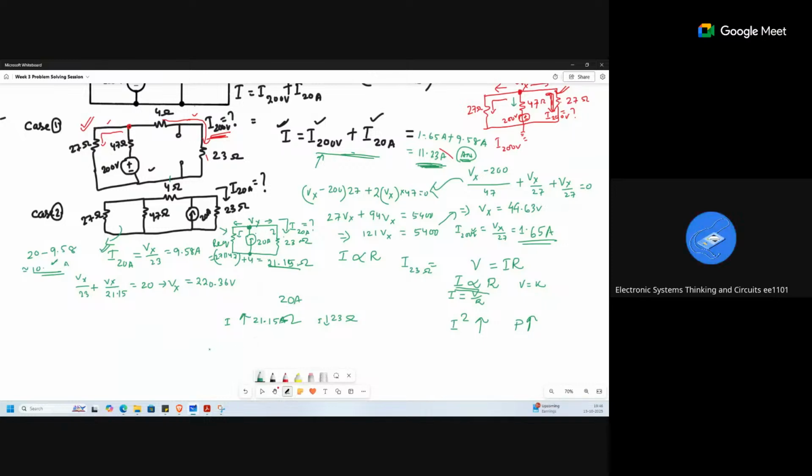See, the current travels through the shortest path. If I have a current source and multiple resistances, then definitely the current gets divided among all of them. We cannot say directly that it will choose one path. Where is the shortest resistance? There is always the high current. Yes, that is correct. Wherever the resistance is low, the current is high.